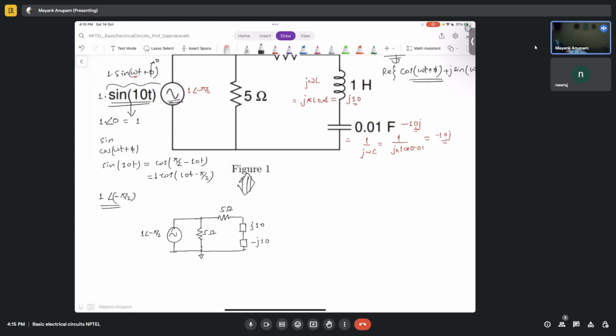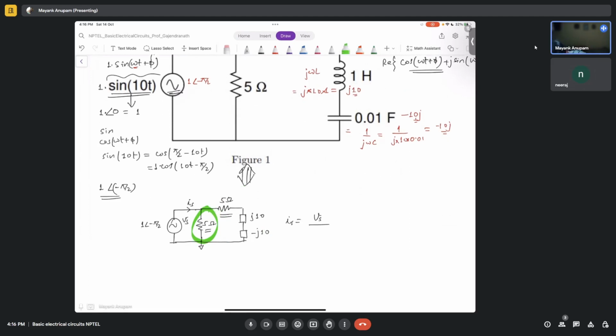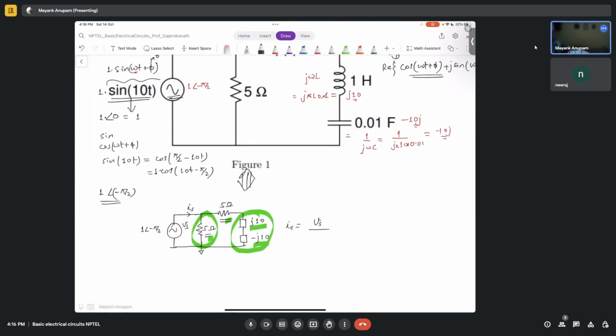Now this circuit is very easy to solve. What will be the current I? It is Vs upon the total impedance, which is the parallel combination of these two, and then the other one. J10 and minus J10 cancel each other and become 0, so it is only the parallel combination of 5 and 5, which becomes 2.5. So I is 1 by 2.5 with the angle again minus pi by 2, which is 0.4.